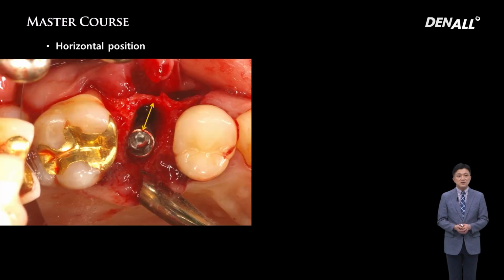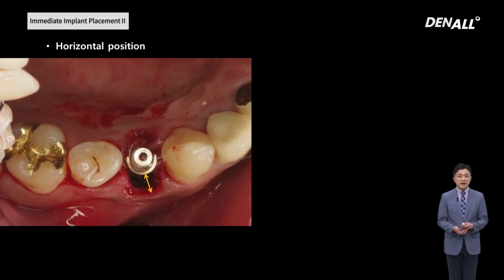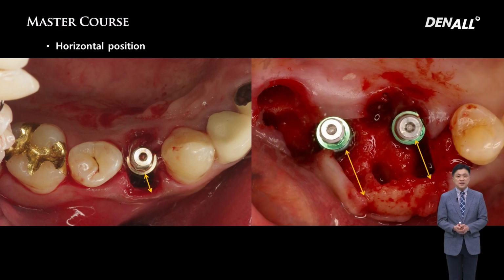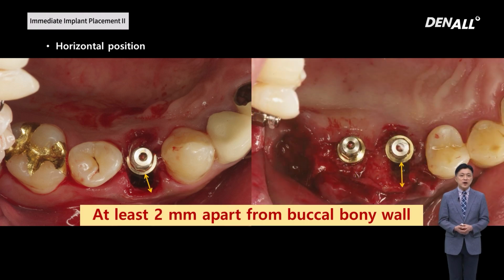If you look at these cases, if there's a socket from the buccal wall, the implant needs to be distanced from it. I'm going to show you my case. You need to distance the implant from the buccal plate so that the implant is not exposed due to remodeling. The minimum amount of distance is 2 millimeters apart from the buccal bony wall. That is recommended.